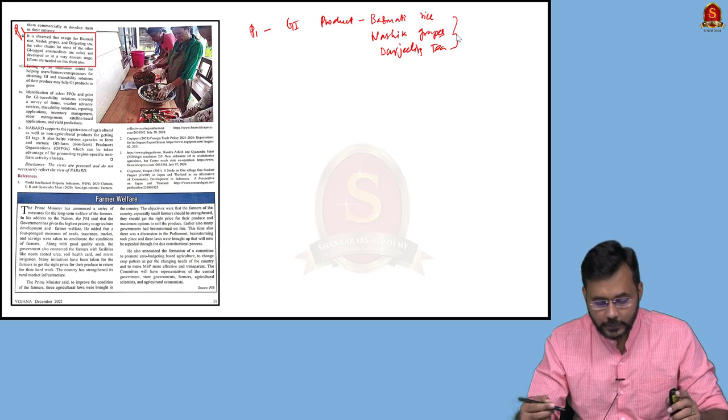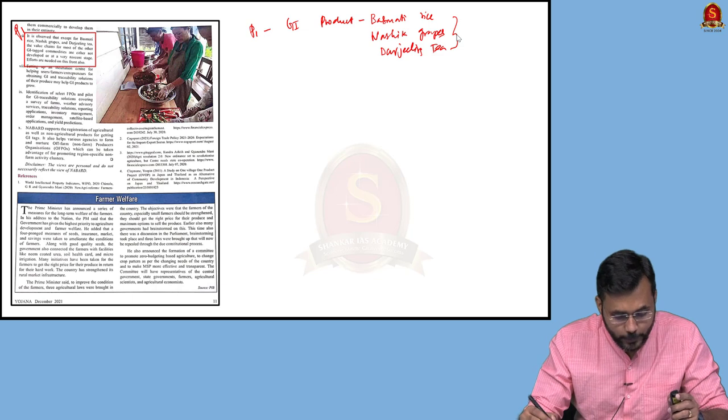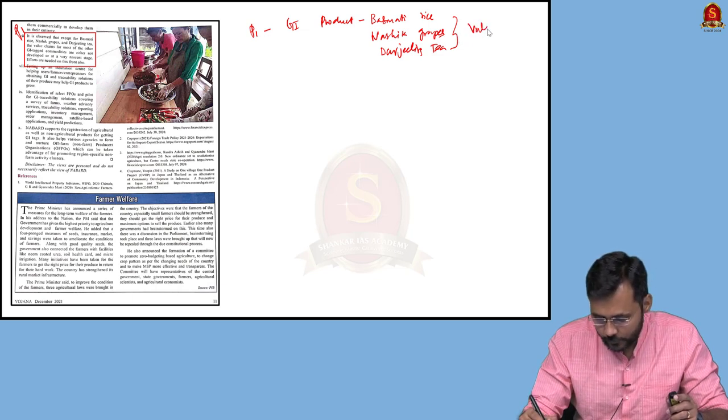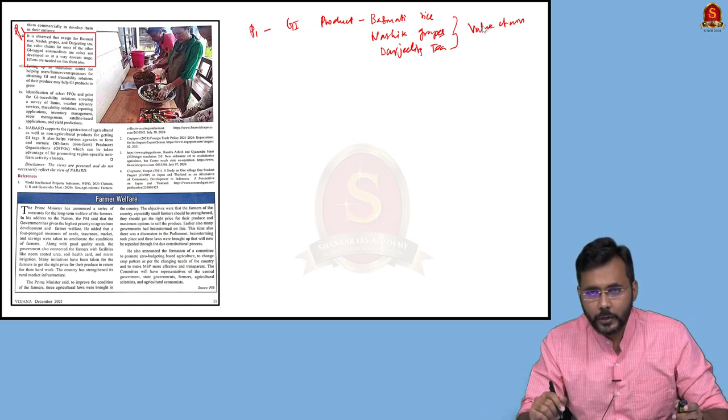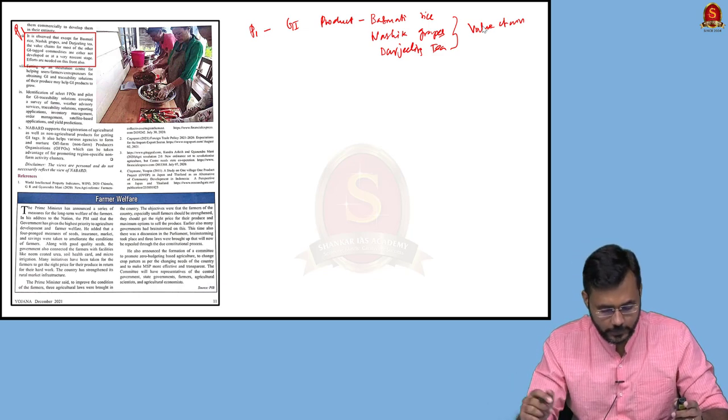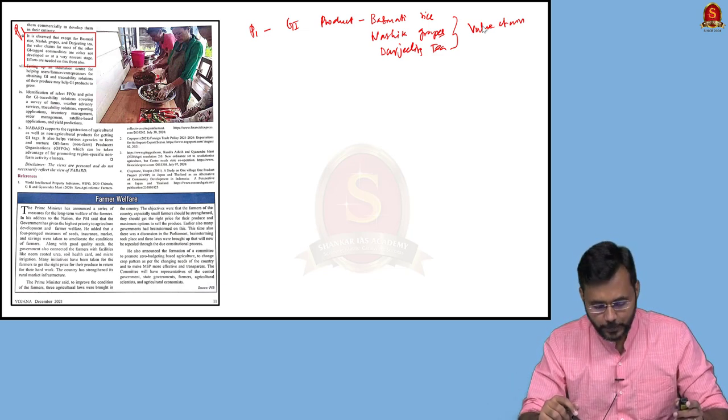So by studying these three things, they say that value chains. So right now we have global value chains for these things, so ultimately they are reaching the global markets. So similar to that, we can focus on other products. So that's the suggestion given in this particular paragraph. So this is regarding GI tags.